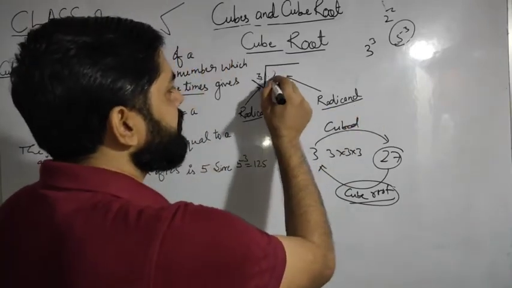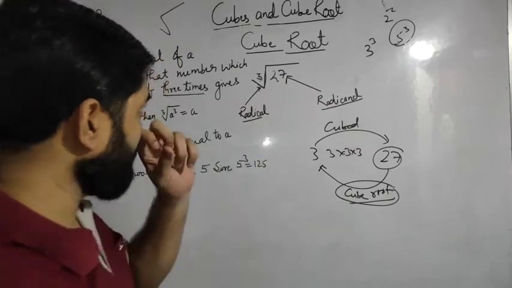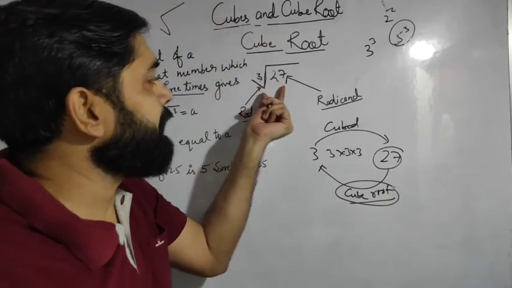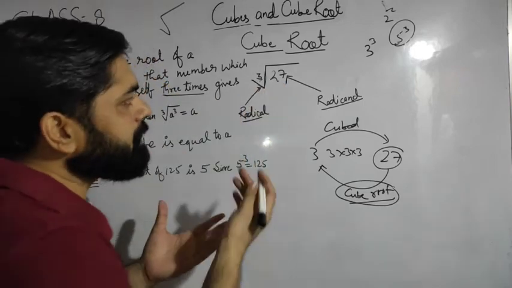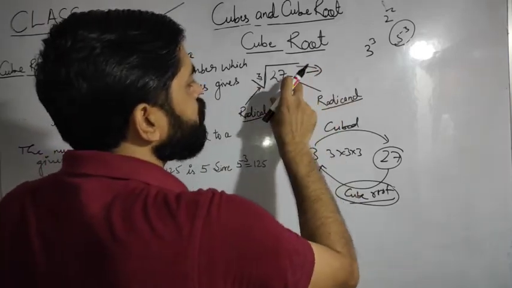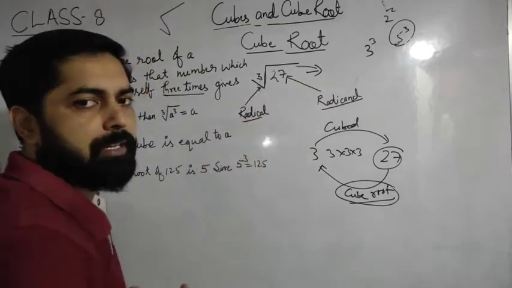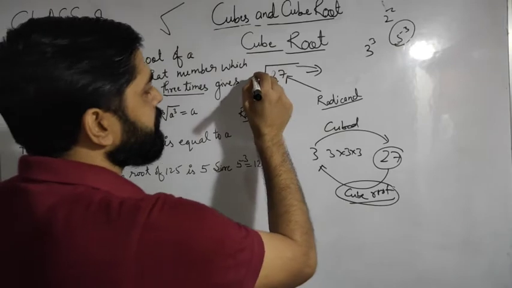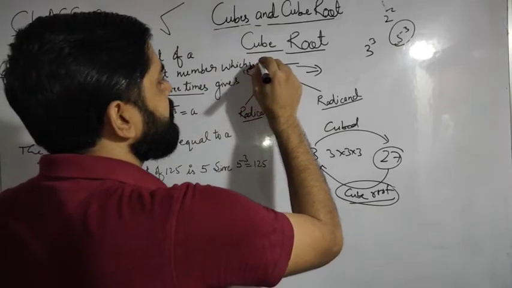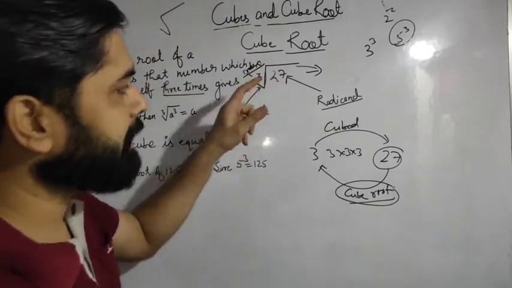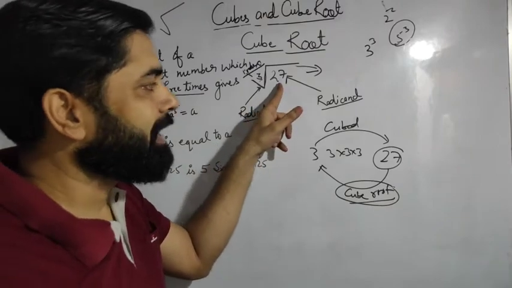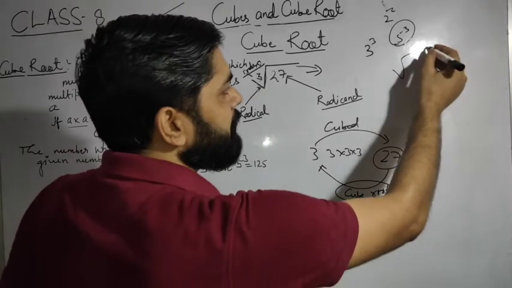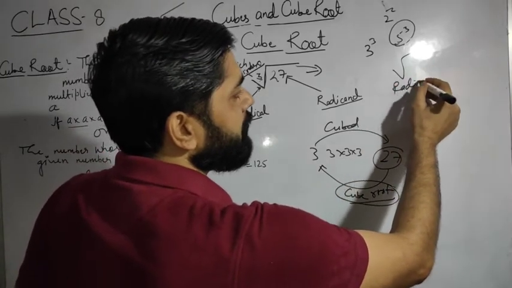If any number is here, like 27, how can we read it? We read it as: find the cube root of 27. This is the symbol of the cube root. The 3 is the index or power. 27 is the radicand or base, and this root symbol is known as a radical.